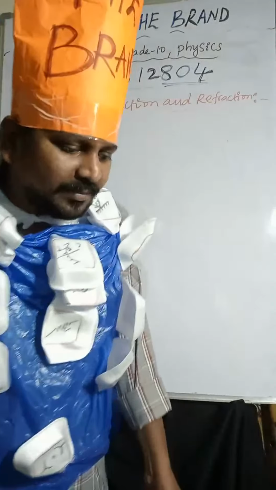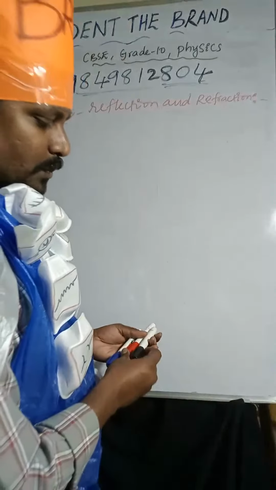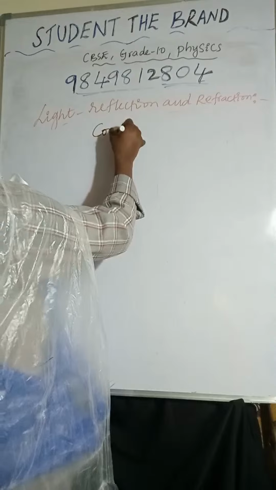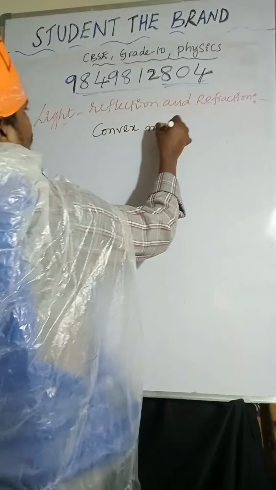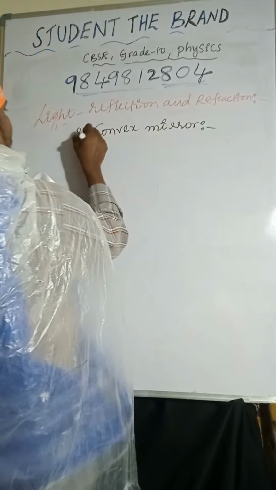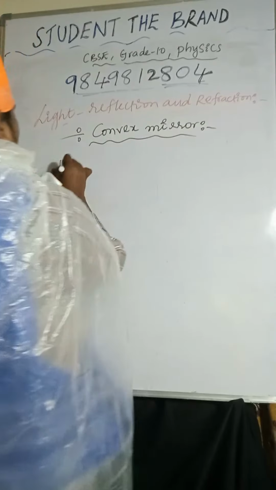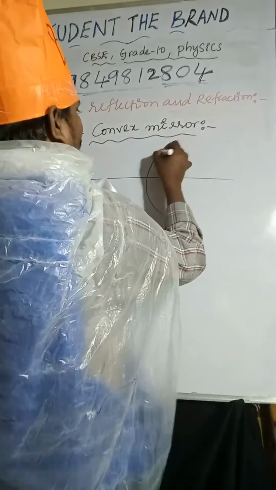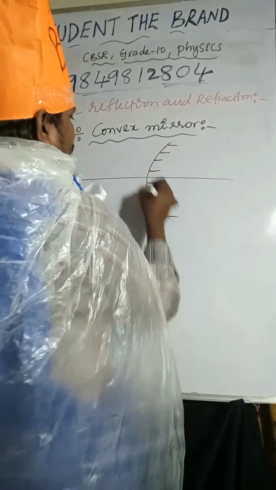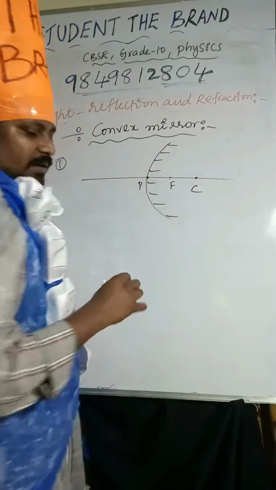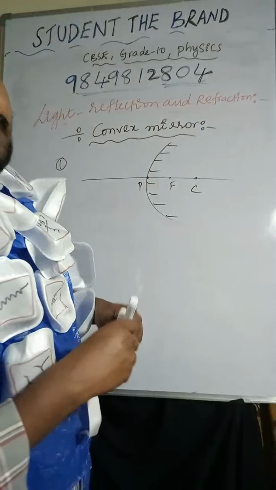Convex mirror image formations we'll discuss. Convex mirror. First, only two cases are there. So pole, focus, central curvature.